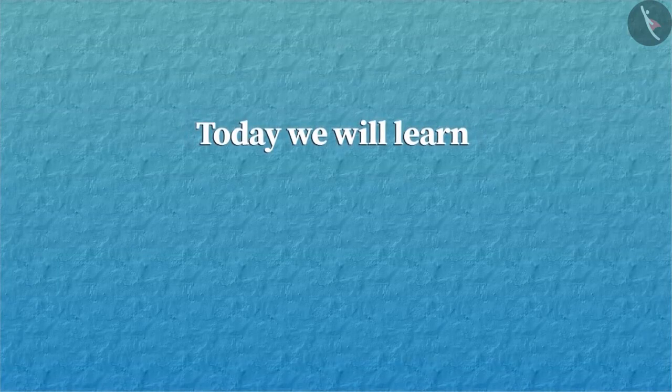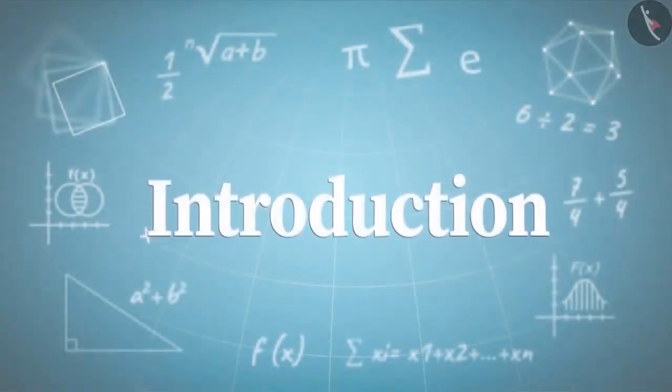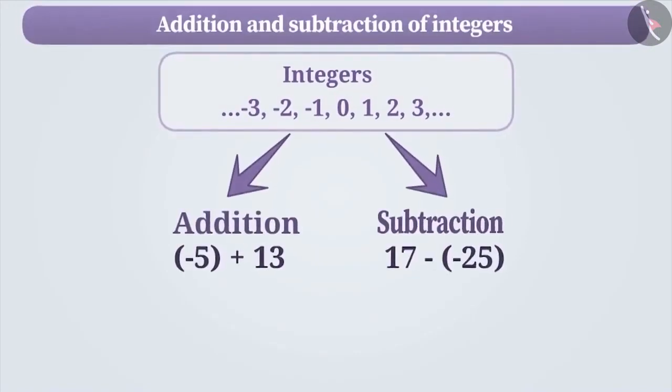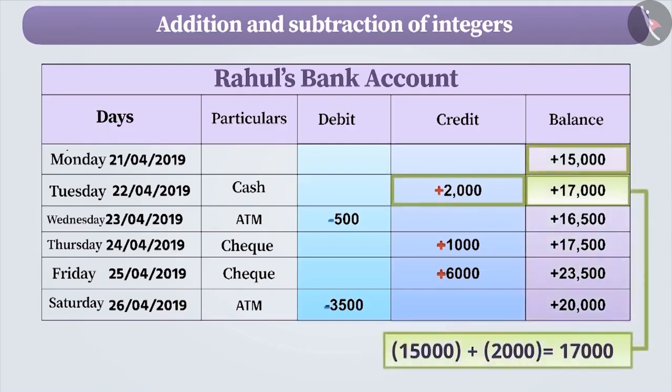Today, we will learn about addition and subtraction of integers. Understanding the addition and subtraction of integers is useful in many situations in our daily life. For example, look at Rahul's bank account. Here, amount credited is expressed with a positive sign and amount debited is expressed with a negative sign. To find the balance, we need to add the balance amount with the debited or credited amount.